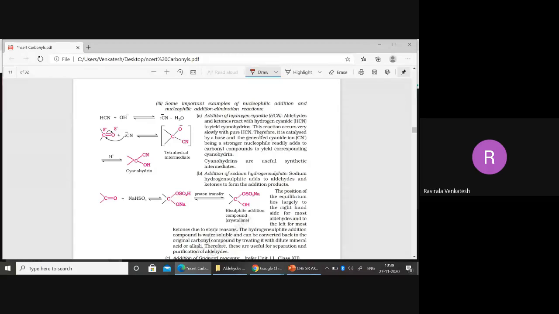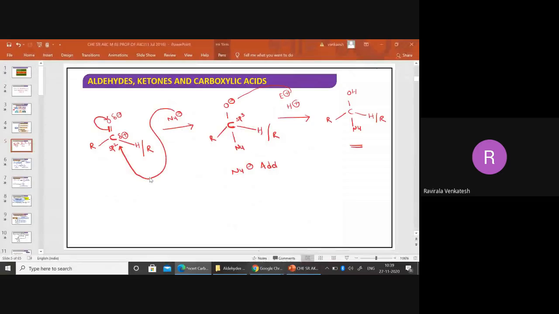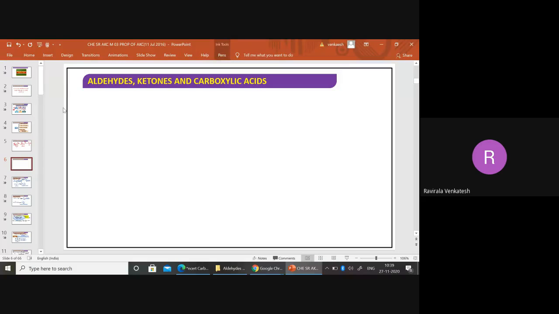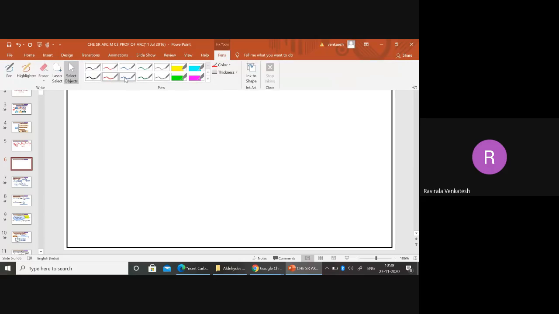First one, we'll see HCN, addition of hydrogen cyanide. Very simple, I will make a simple thing for this one. Addition of HCN, I will make here. Now, all of you, please take your notebook and your pen and write down this one.